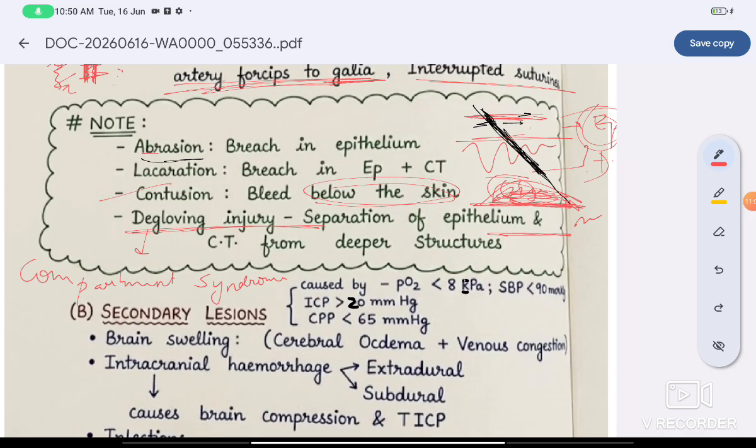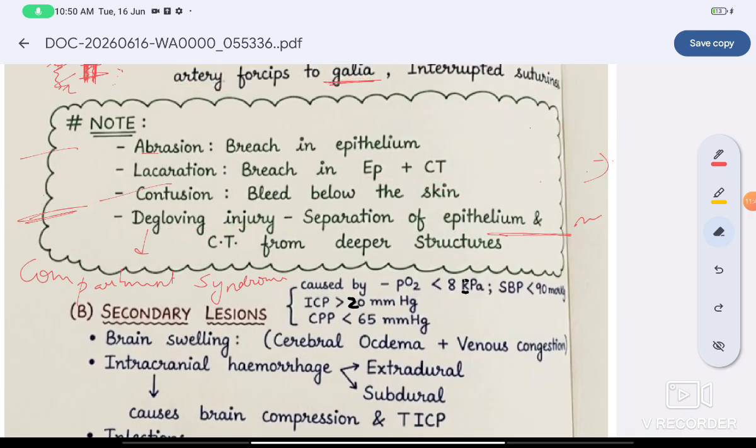So what happens in compartment syndrome is that there is separation of epithelium and connective tissue from the underlying structure, and again there is a lot of pressure, and if the pressure is not relieved, there may be complete necrosis of this whole region. So in compartment syndrome, what we have to do is give a straight incision so as to relieve the pressure formed due to this area of separation. Moving further.